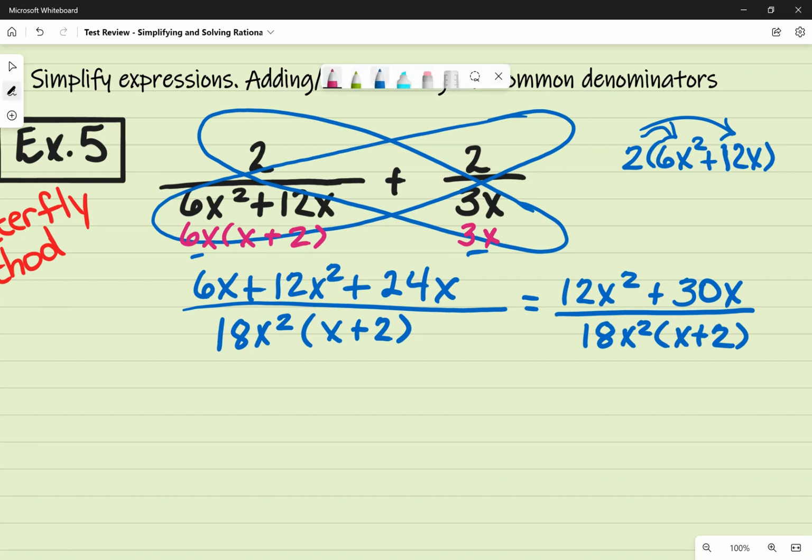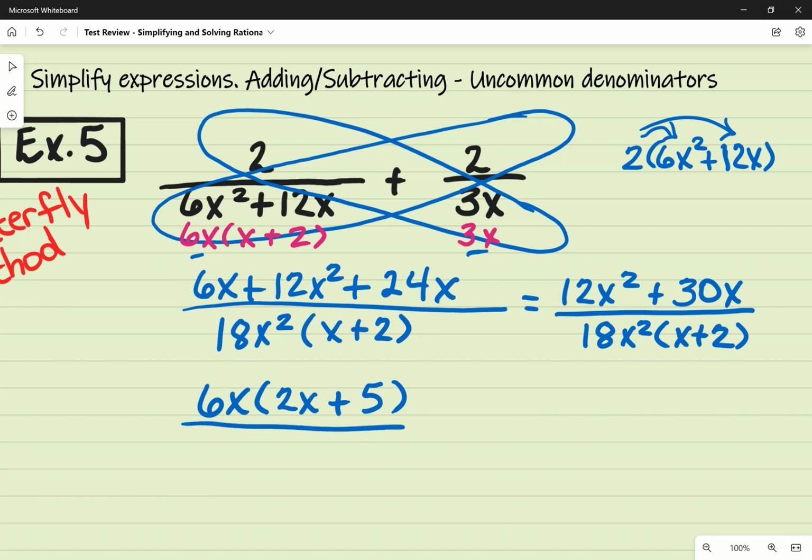So actually, instead of scratching through stuff, I am going to rewrite that by taking out the greatest common factor. And the greatest common factor here is going to be 6x, because I can divide both of those by 6x. And then what's left over is 2x plus 5. And at the bottom, I have 18x squared times the quantity of x plus 2.